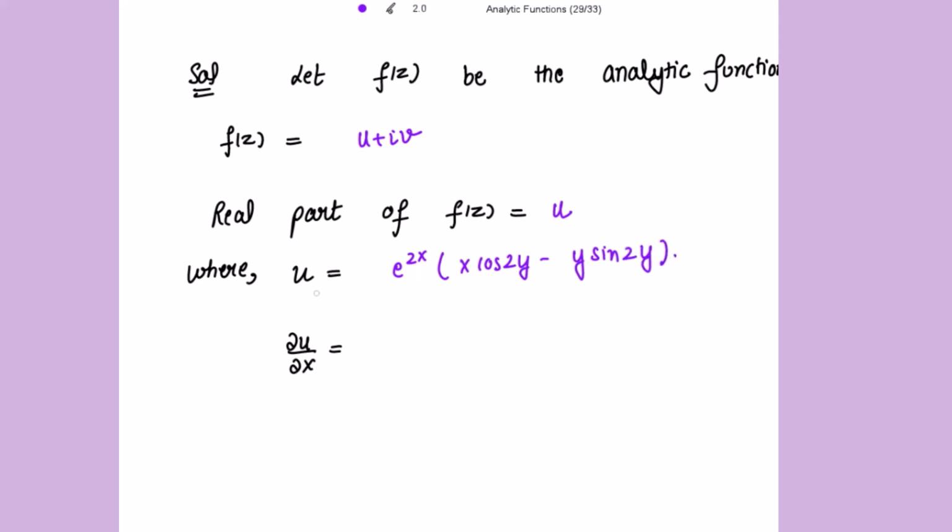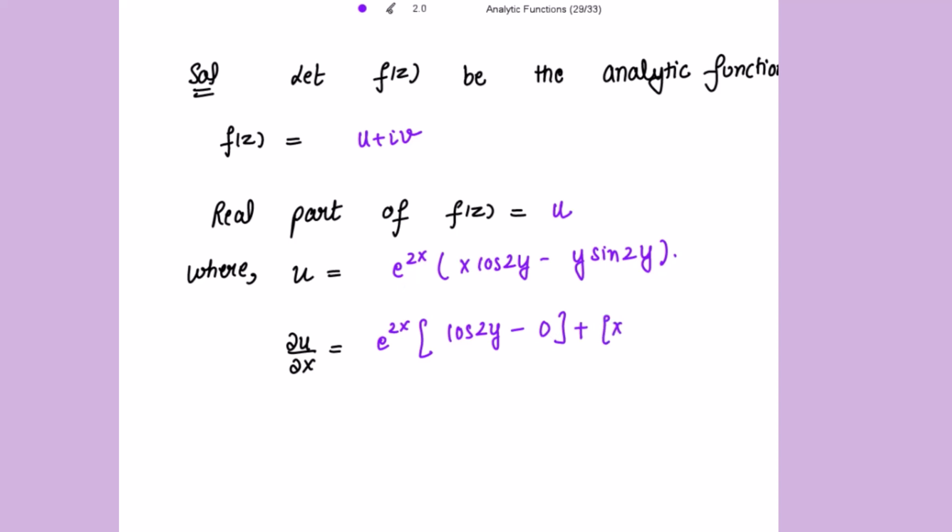From u we can determine ∂u/∂x and ∂u/∂y, which are used in the CR equations. So finding ∂u/∂x and ∂u/∂y from u. Differentiating u with respect to x, we get first function and then the differentiation of the second one. So we differentiate with respect to x. This is cos 2y minus, this is 0, then plus second function and the differentiation of the first.